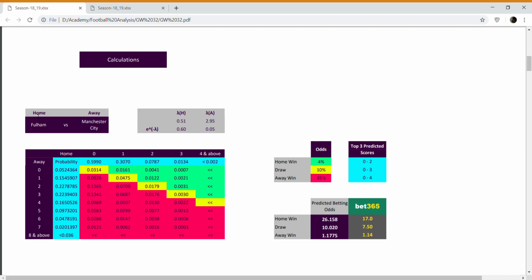The outcomes in green indicate the probabilities of a Fulham win, the total of which adds up to 0.04, that is 4%. The outcomes in yellow indicate the probabilities of a draw, the total of which adds up to 0.10, that is around 10%. The outcomes in red indicate the probabilities of a Manchester City win, the total of which adds up to 0.85, that is 85%.